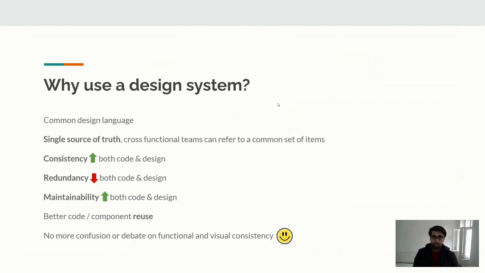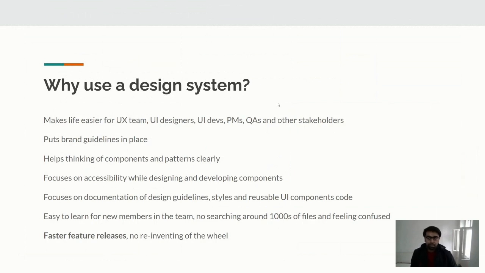It's a common design language. It increases consistency. It decreases redundancy in code and design. It helps in maintainability, better code and component reuse. No more confusion or debate on functional and visual consistency. That happens quite a lot in companies where they don't have a design system. It makes life easier for the UX team, UI designers, UI devs, PMs, QAs, everyone. It helps you think in components and patterns very clearly. You can define what all props you want.